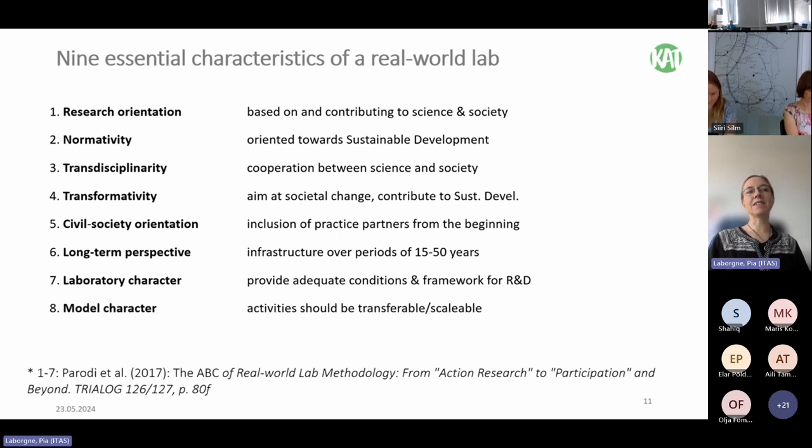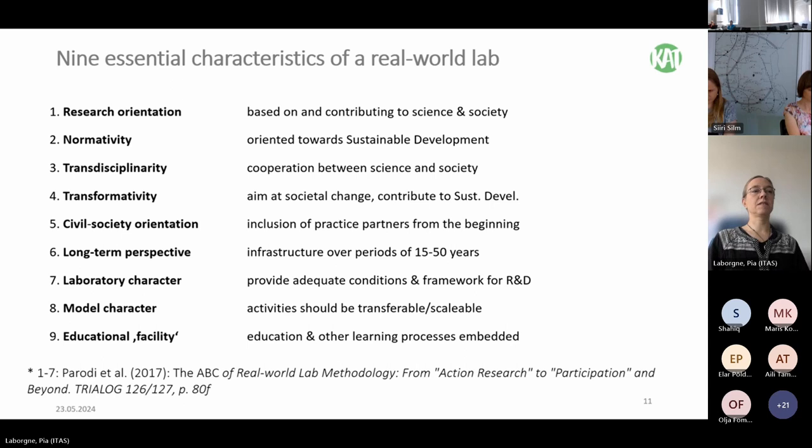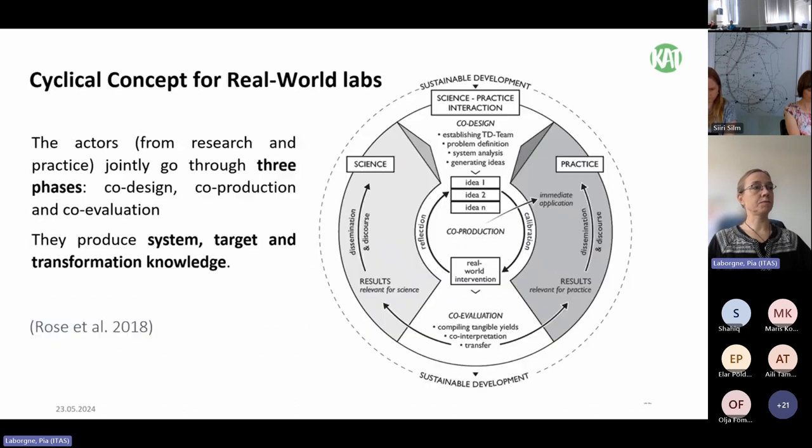So they should ideally be transferable. Of course, it's difficult because it's very context related, but to some extent it's possible. Then it's an educational facility also. There's a typical cycle of real-world labs in which the actors from research and practice jointly go through three phases, co-design, co-production, co-evaluation, and produce these three kinds of knowledge: system, target, and transformative knowledge.